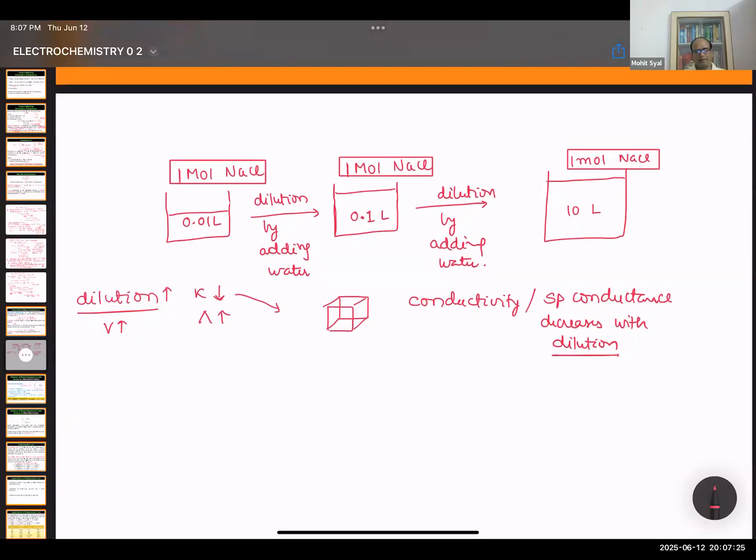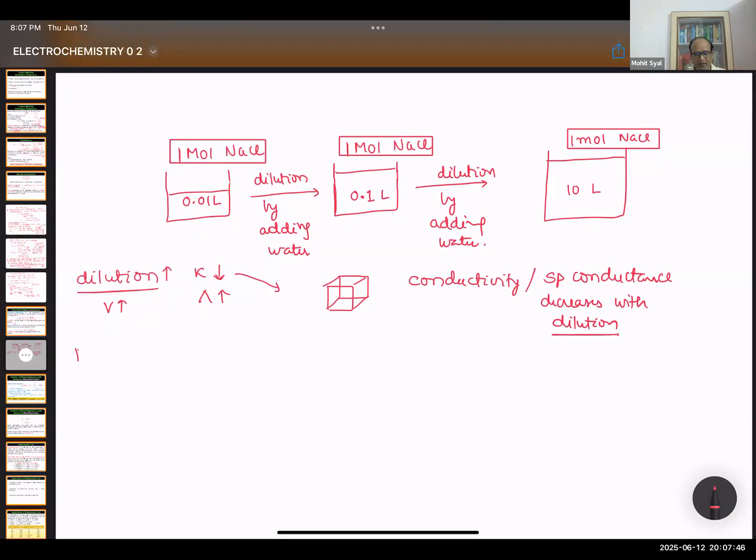But the molar conductance increases with dilution. Don't put these type of arrow in your board examinations, okay? I am just putting it to write it quickly, but don't use this type of arrows. Your marks will be deducted, okay, in your examination. Be careful. Okay, you have to write the complete statement. Is it clear, Marwa? Yes, sir.